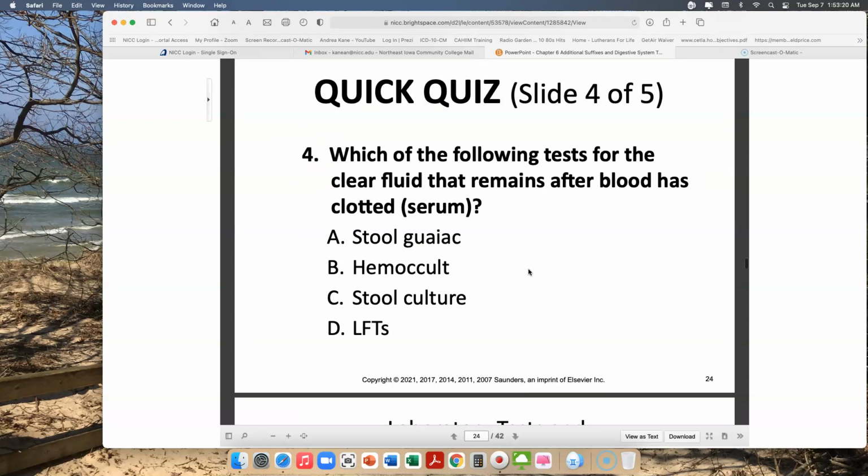Quick quiz number 4. Which of the following tests looks at the clear fluid that remains after blood has clotted? So it's looking for blood serum.